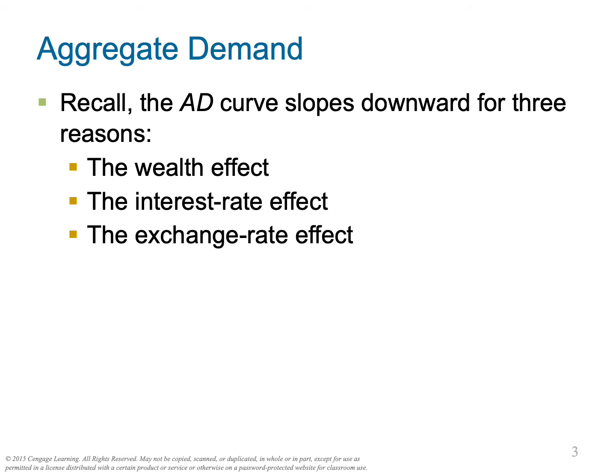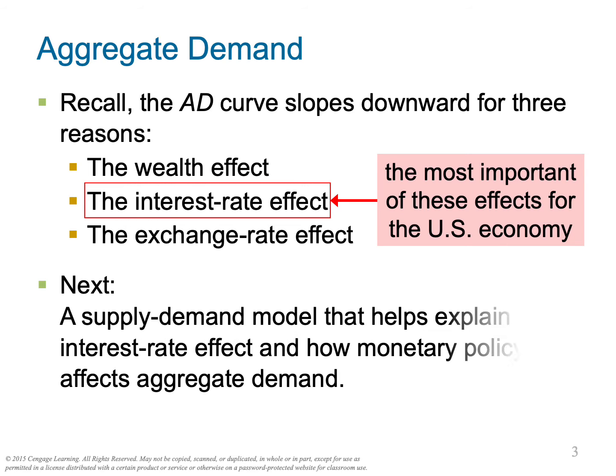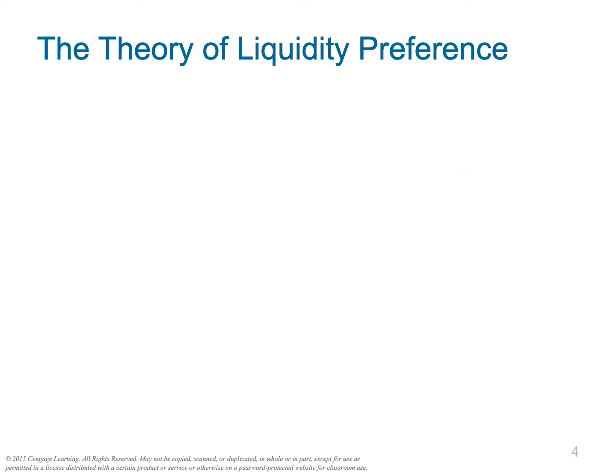Now, the most important of these effects for the U.S. economy is the interest rate effect. And so we're actually going to use a simple supply and demand model to help explain the interest rate effect and how monetary policy affects aggregate demand. So we're actually going to do a little bit of microeconomics here to understand this. So going back to chapter 4.